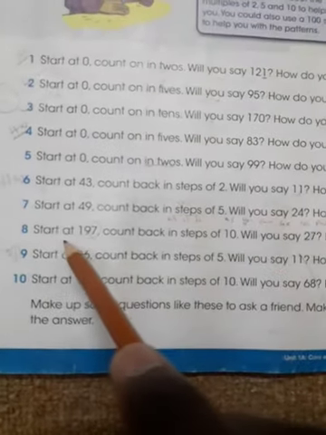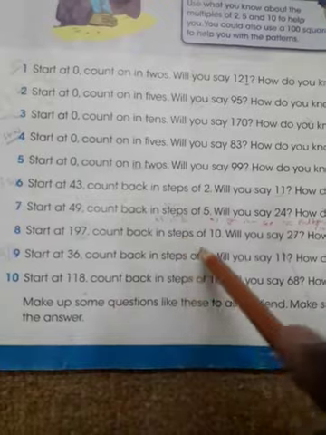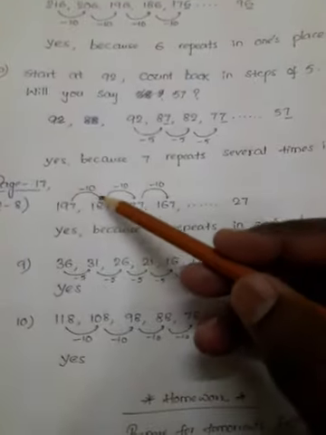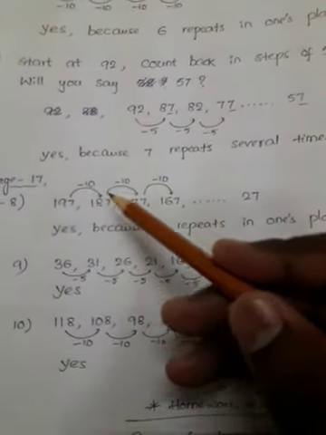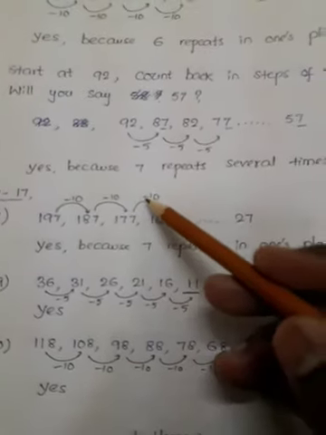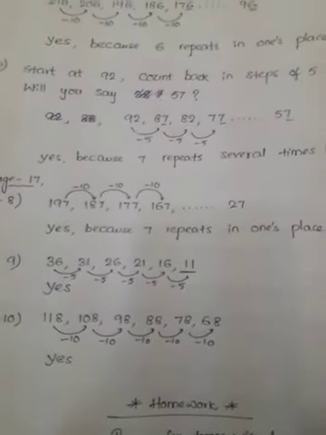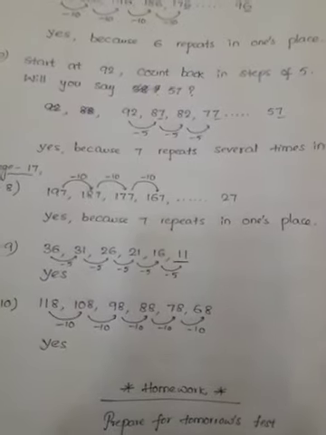Now coming to the questions from your book, page number 17. Question number 8: start at 197, count back in steps of 10. Will you say 27? How do you know? Yes, look here, we just discussed this example. Whenever you subtract 10, only the tens place changes. The ones place remains the same. 197 minus 10 is 187, 187 minus 10 is 177, 177 minus 10 is 167. Here the ones place is 7 every time. So yes, because 7 repeats in the ones place.